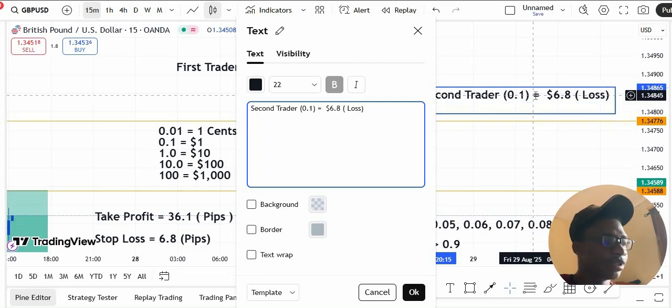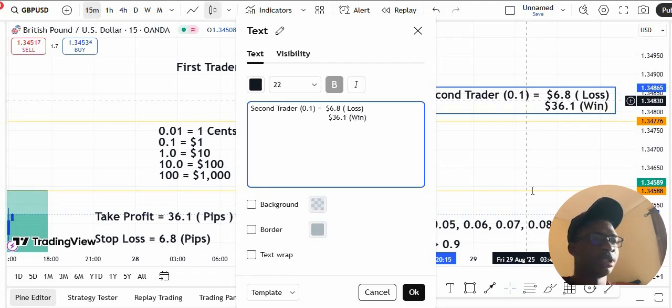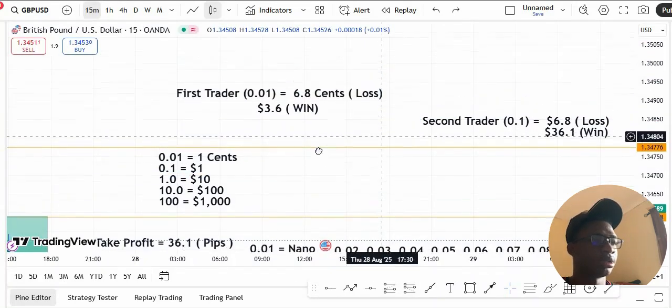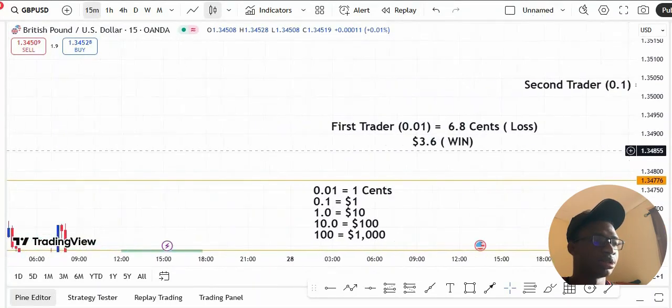But if it went into profit, or if the market goes into profit, it's going to be making $36.1 if it goes into a win. Hope you get that point. That's for the second trader.